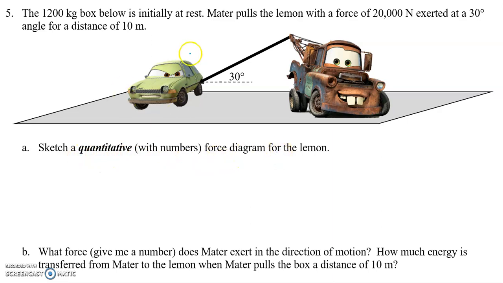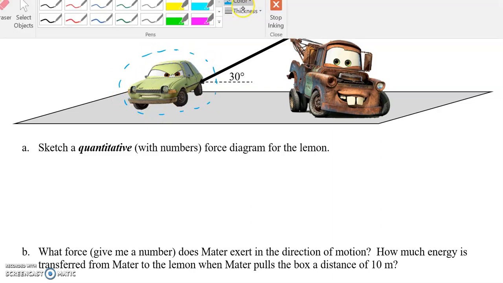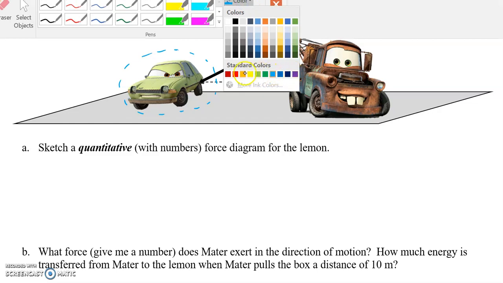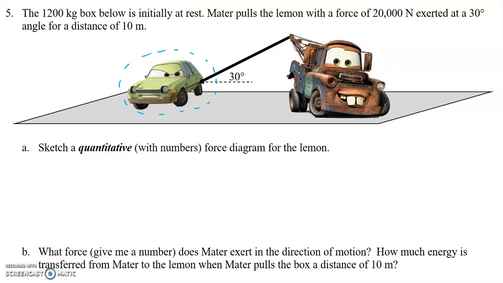Of this situation. So this is my system. All right, we're going to look at the lemon, and we just want to draw a force diagram of that lemon. And let's go with red. No, well, I like purple. Let's go school colors. So, force diagram. Well, I take my system, which is the lemon, so that's 1,200 kilograms.